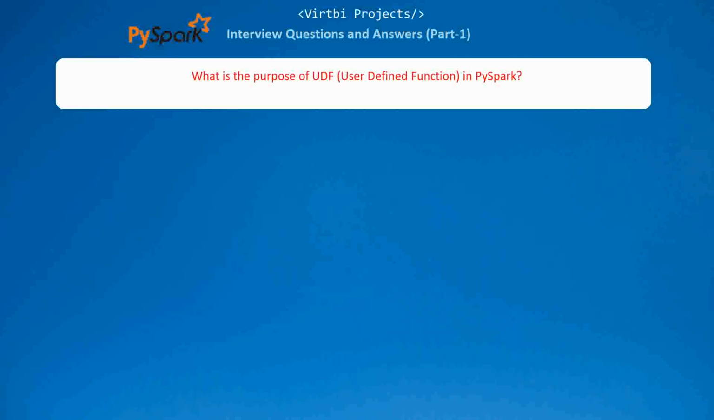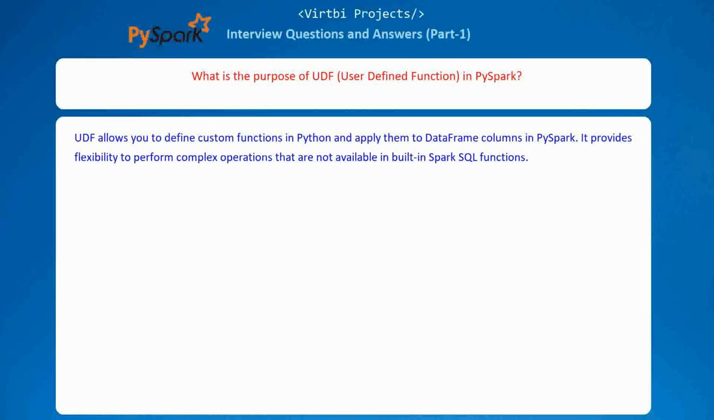What is the purpose of a UDF, user-defined function, in PySpark? A UDF allows you to define custom functions in Python and apply them to data frame columns in PySpark. It provides flexibility to perform complex operations that are not available in built-in Spark SQL functions.